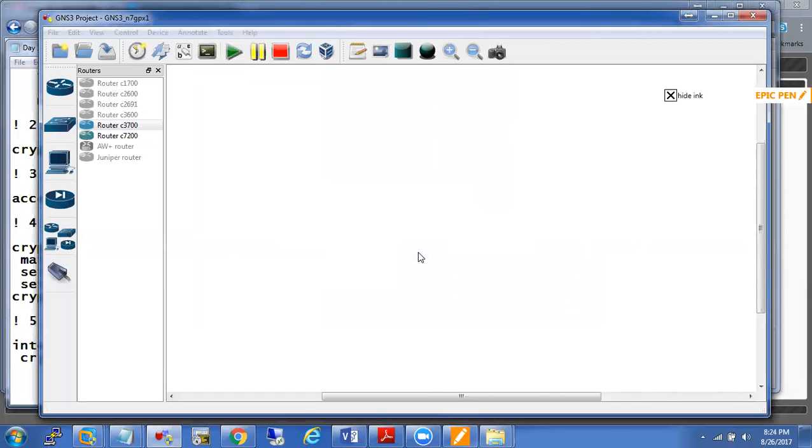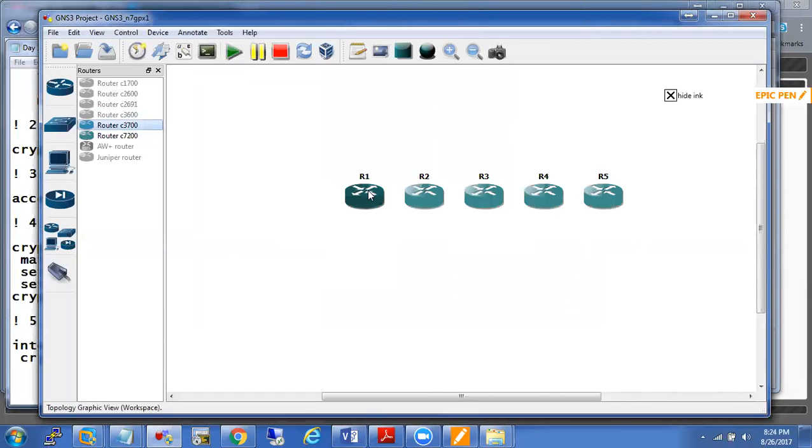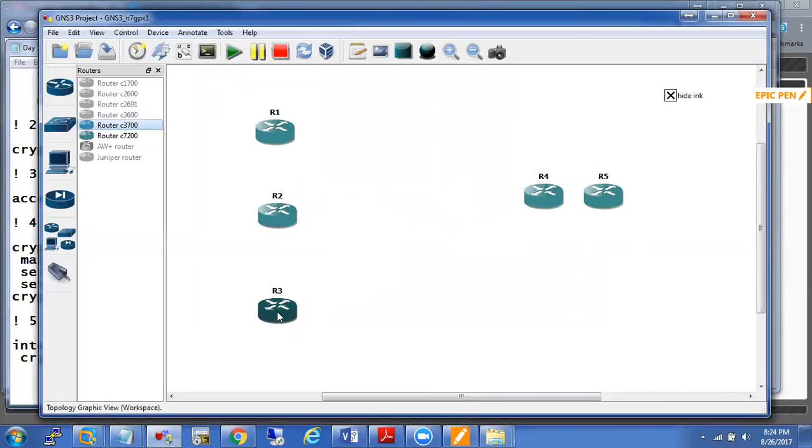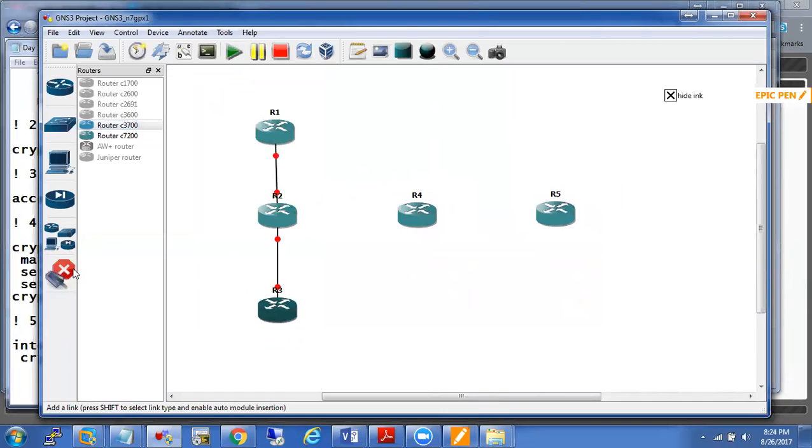So I have router 1, router 2, router 3, 4, and 5. Router 1 to 2, 2 to 3, serial link over here, serial link over here.